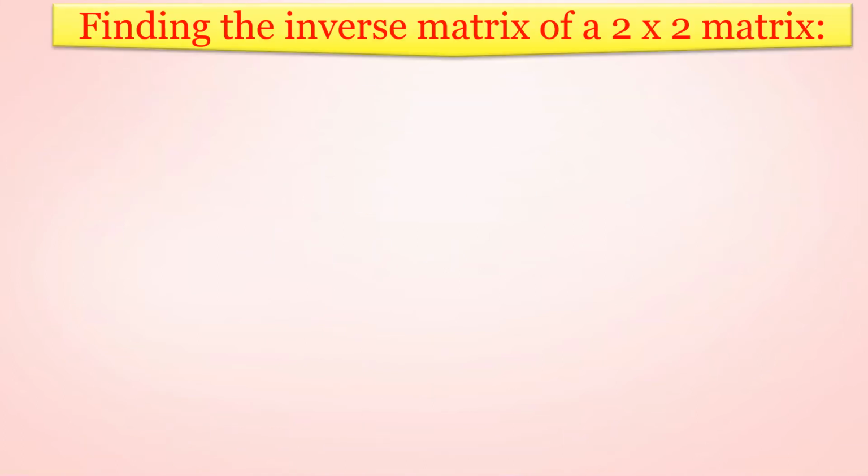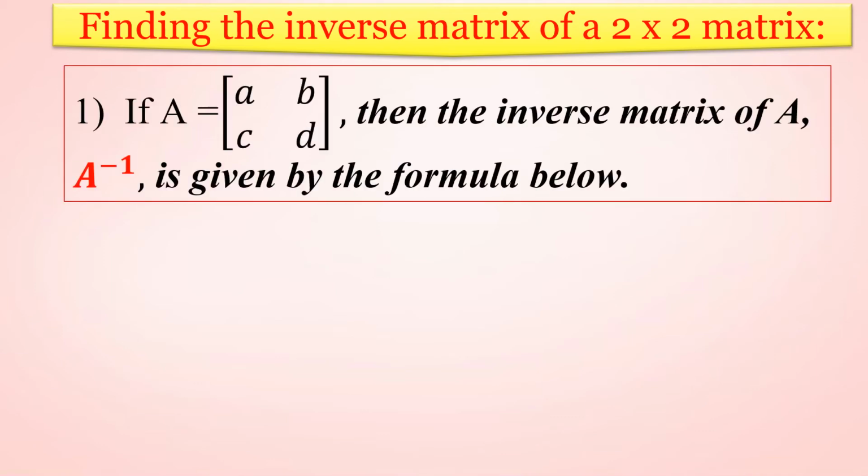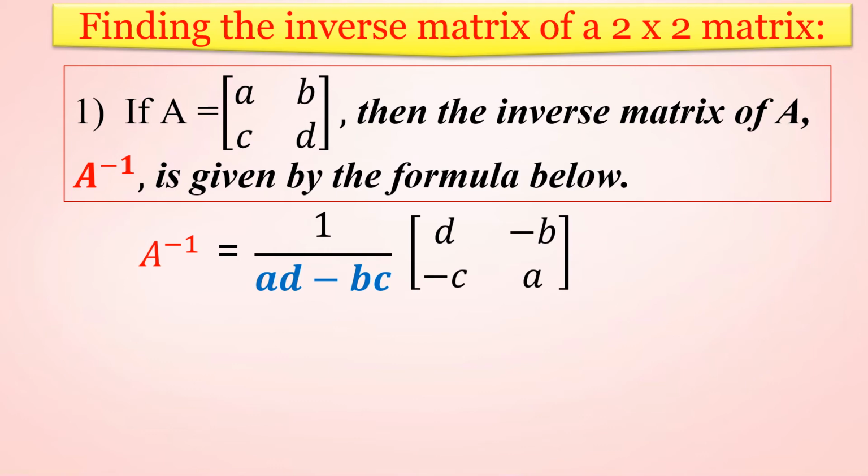Now let us find the inverse matrix of a 2 by 2 matrix. So if A is equal to A, B, C, D, then the inverse matrix of A, or A to the -1, is given by the formula below. So the inverse of A is equal to 1 over AD minus BC times D, -B, -C, A.